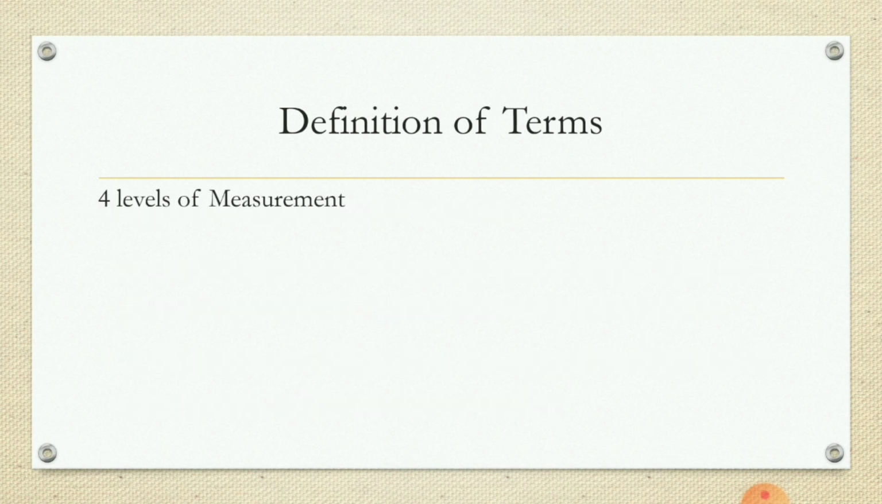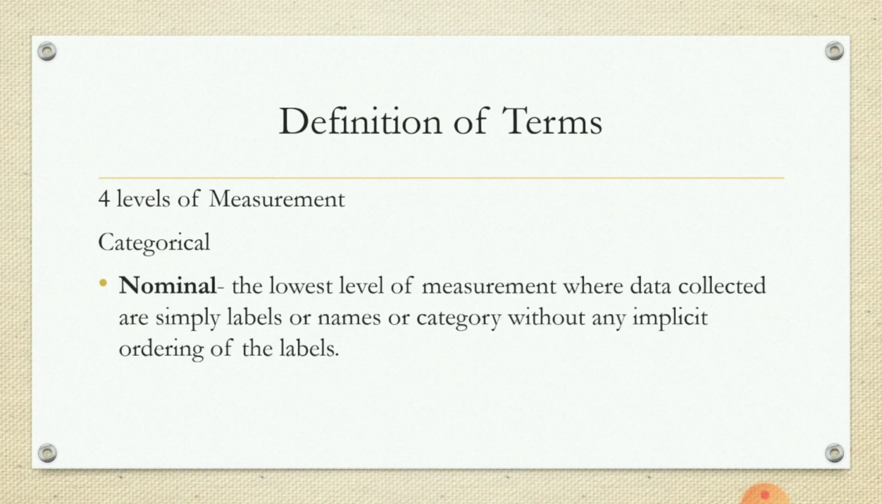Next are the four levels of measurement. The four levels of measurement are classified into two. First is the categorical level, or that is the qualitative level. Under categorical, we have two. First is the nominal. Nominal is the lowest level of measurement where data collected are simply labels or names or category without any implicit ordering of the labels.